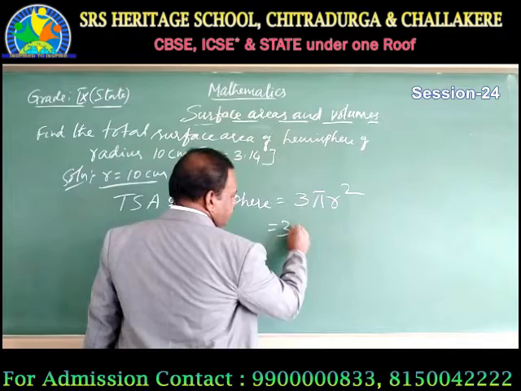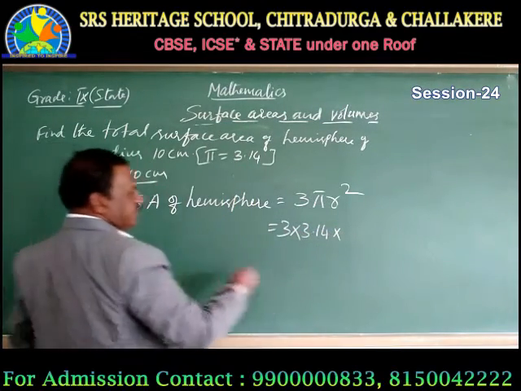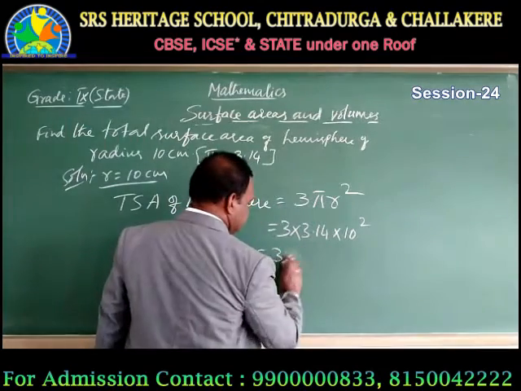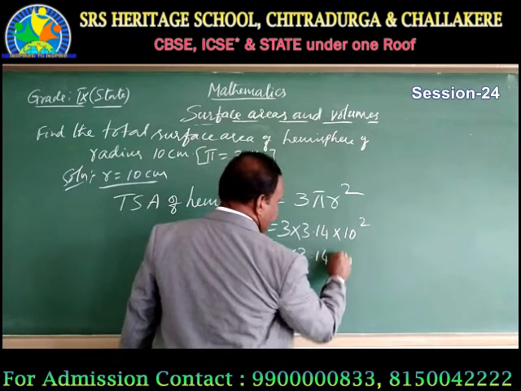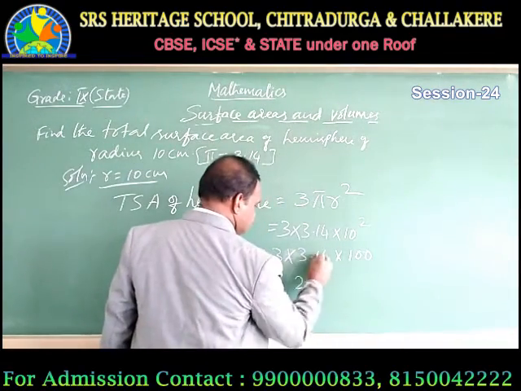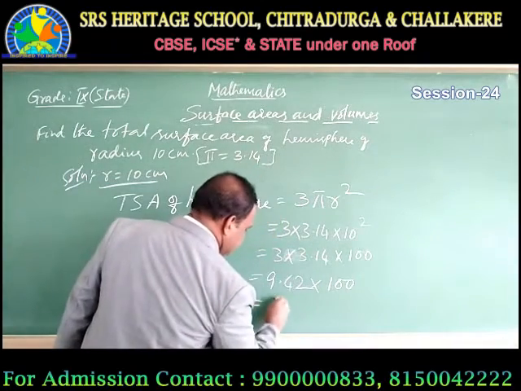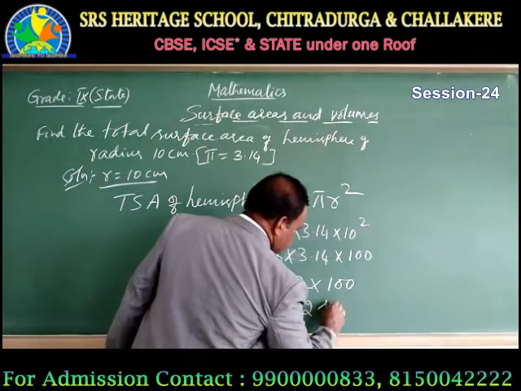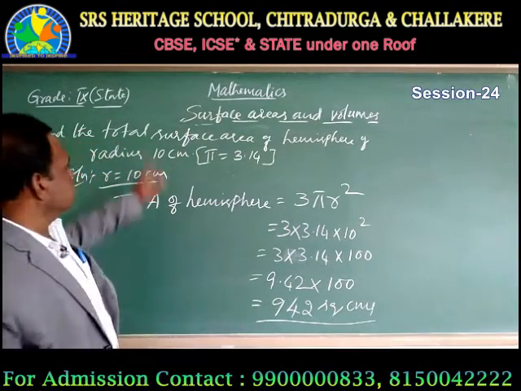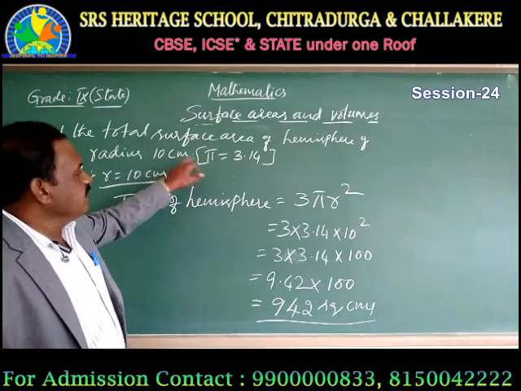So 3 into 3.14 into, what is r? R is 10. So 10 square. What is 10 square? 100. So 3 into 3.14 into 100, 9.42 into 100, that is 942 square centimeters. So this is the total surface area of the hemisphere whose radius is 10 centimeters, if pi is taken as 3.14.